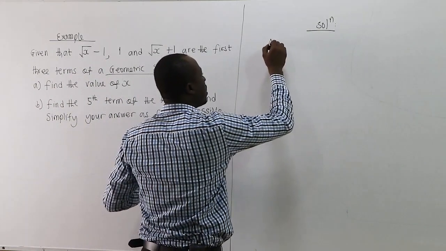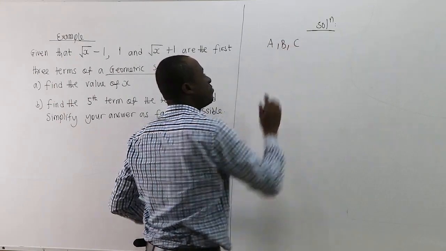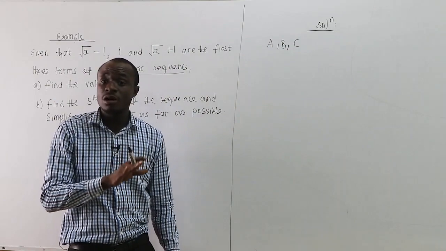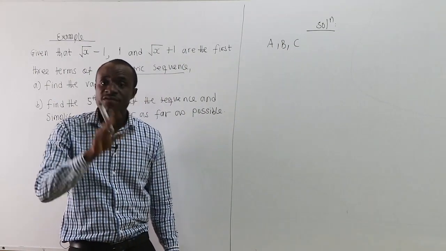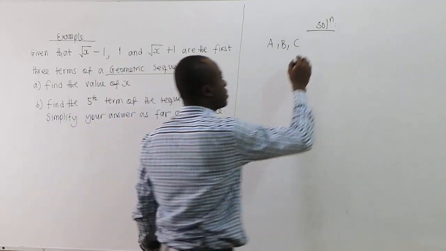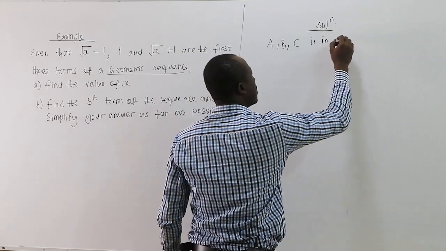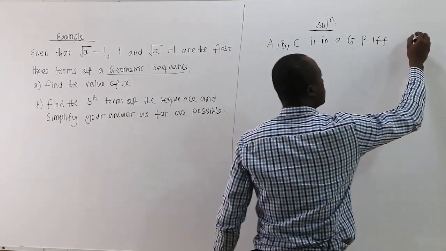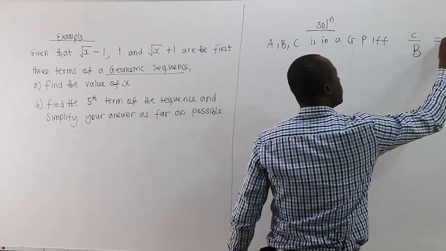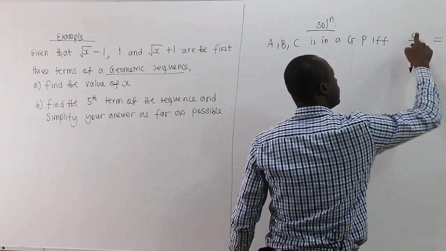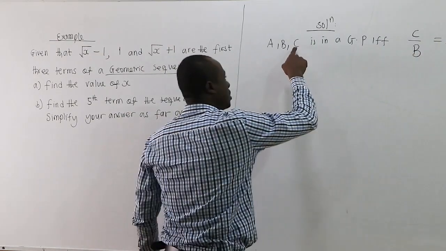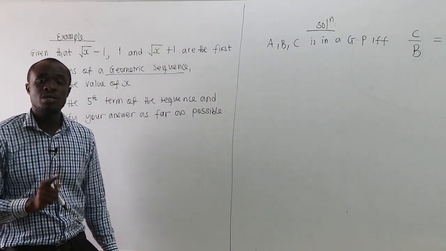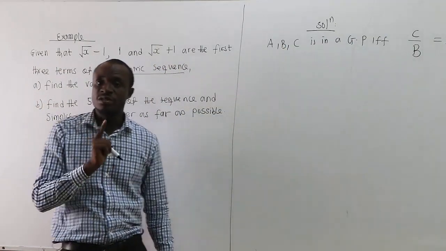Now, if you have A, B, C, that is if you have three non-zero numbers, this is in a GP if and only if C over B equals B over A. Very, very important. This over this is equal to this over that. Very important for it to be a GP, three non-zero numbers.